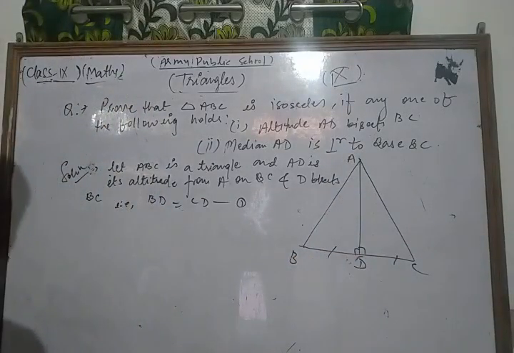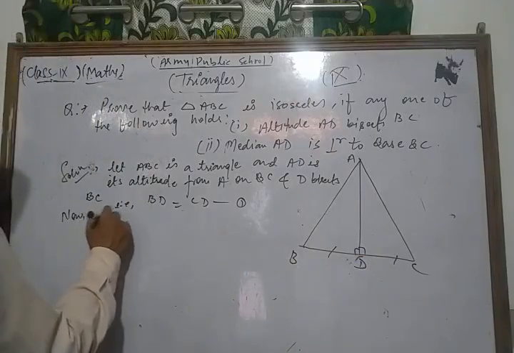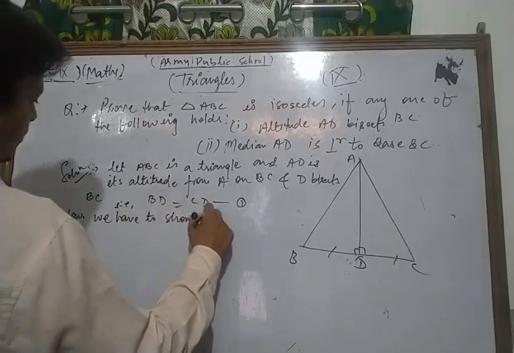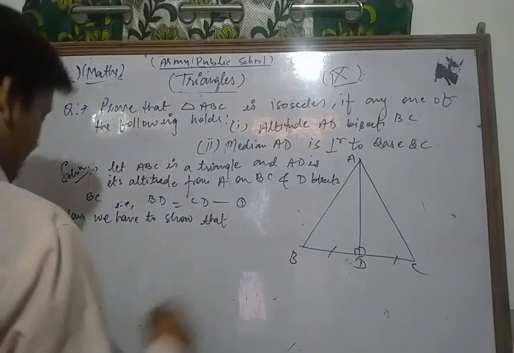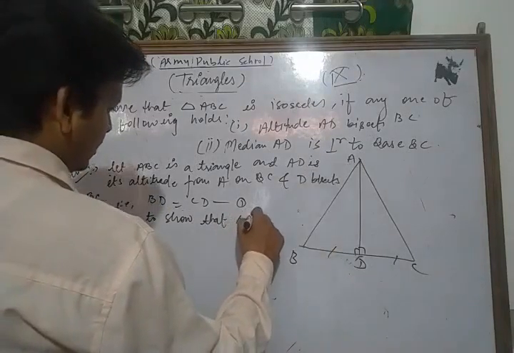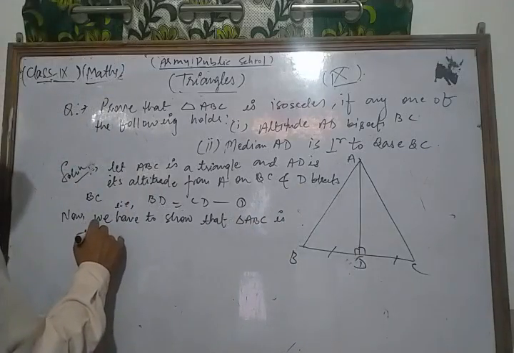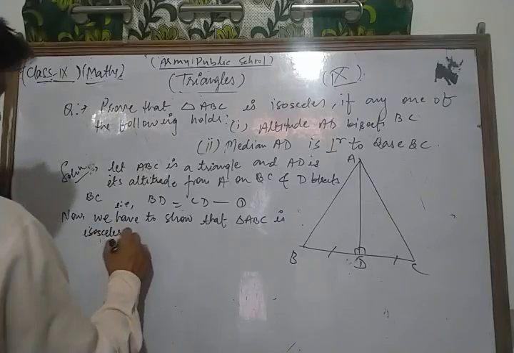Now we have to prove that. We have to show that triangle ABC is isosceles.